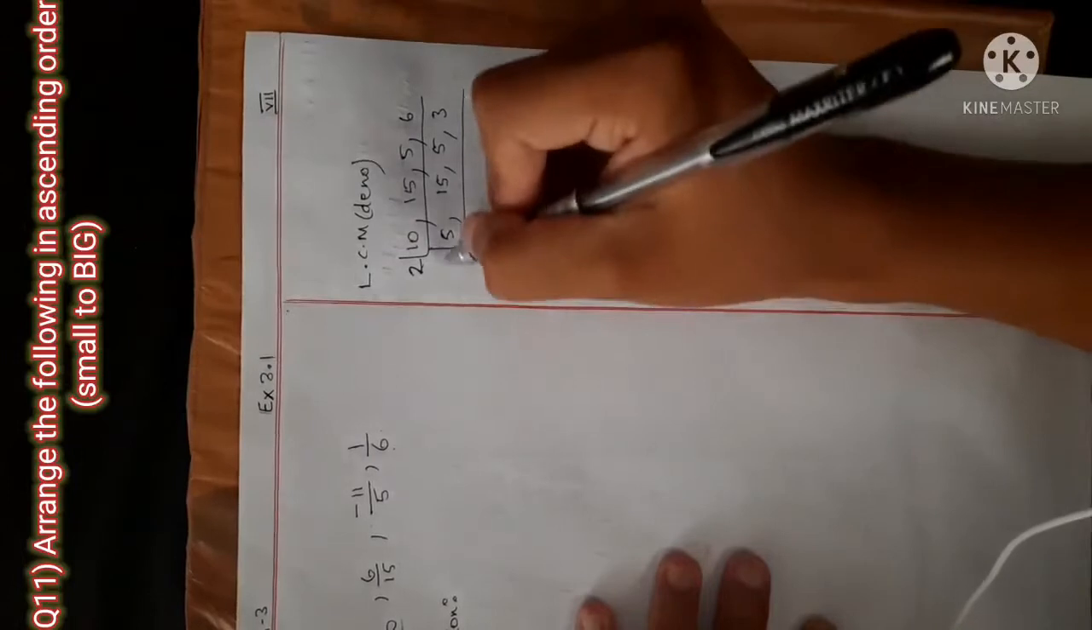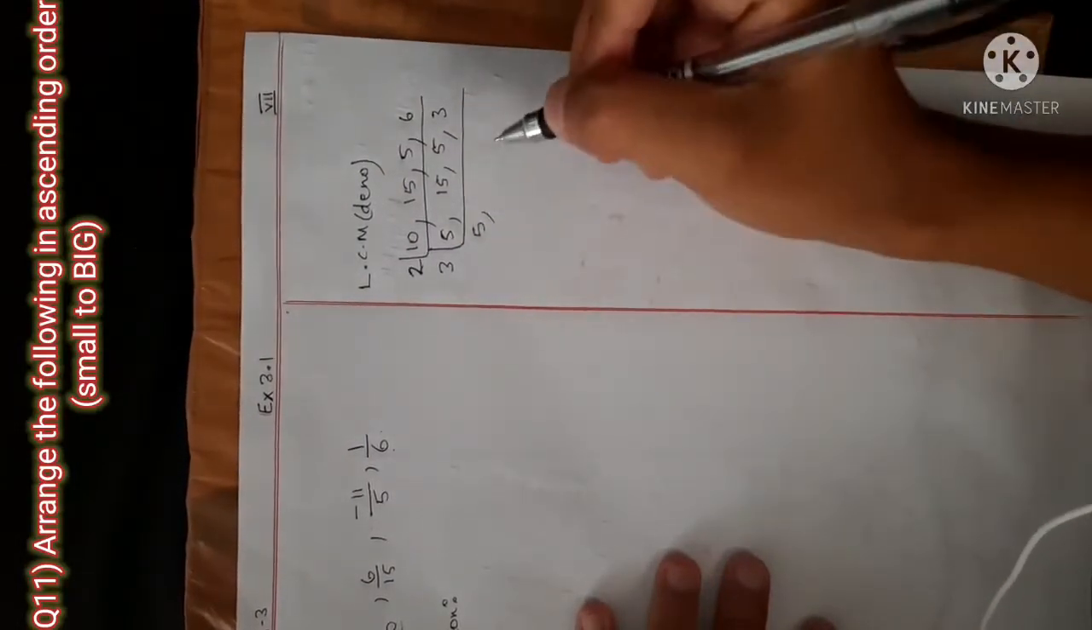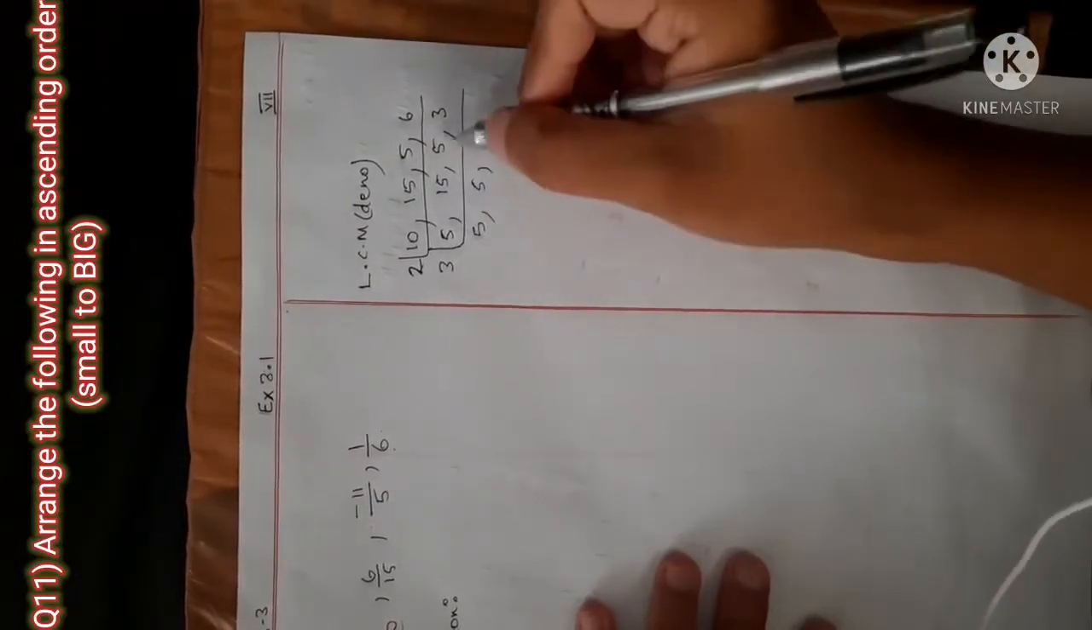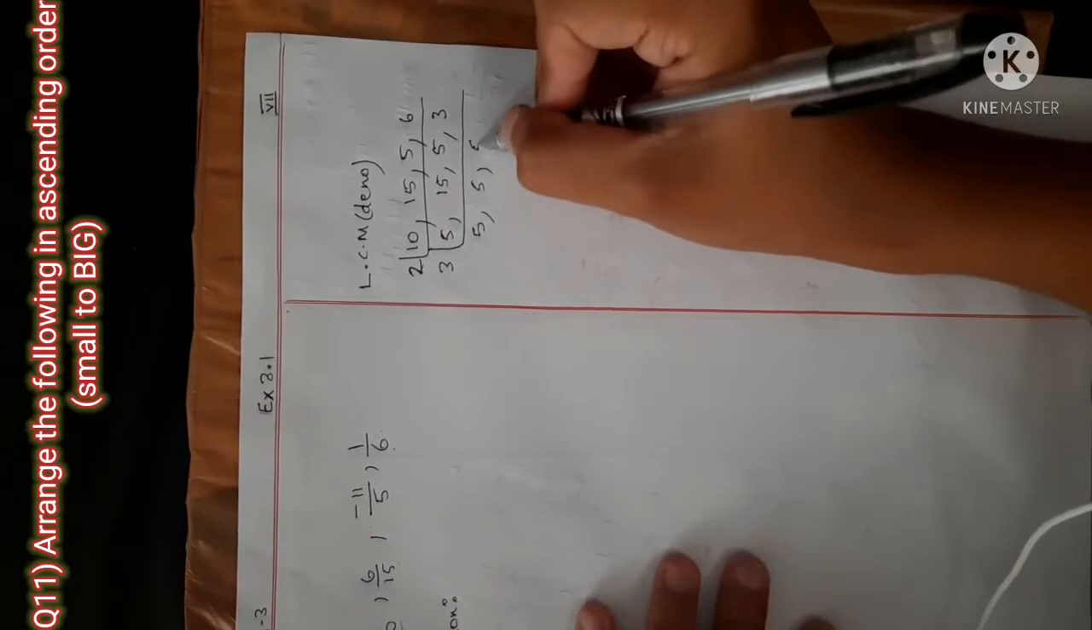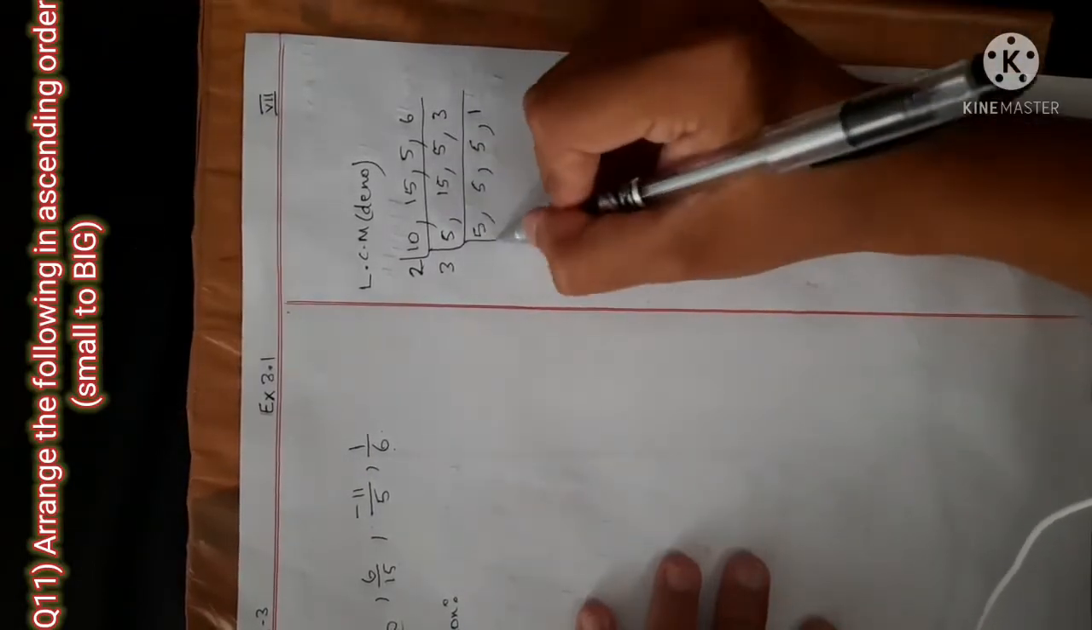Next we'll go by 3. 3 into how much equal 5? There is no number, we just write 5. 3 into how much equal 15? 3 into 5 equal 15. 3 into how much equal 5? There is no number, so we just write 5. 3 into how much equal 3? 3 into 1 equal 3.